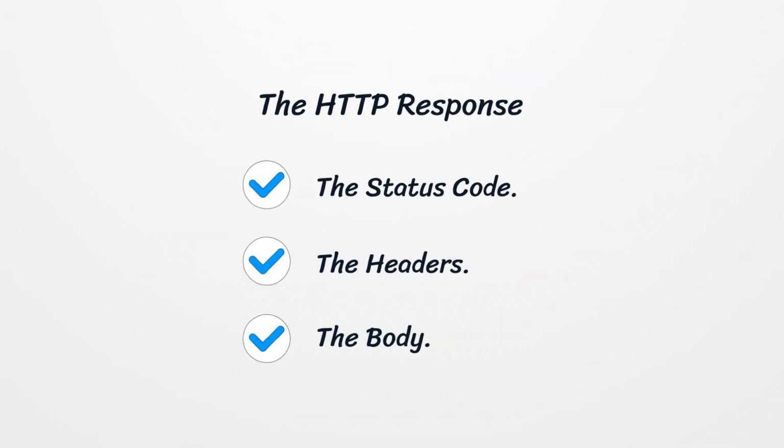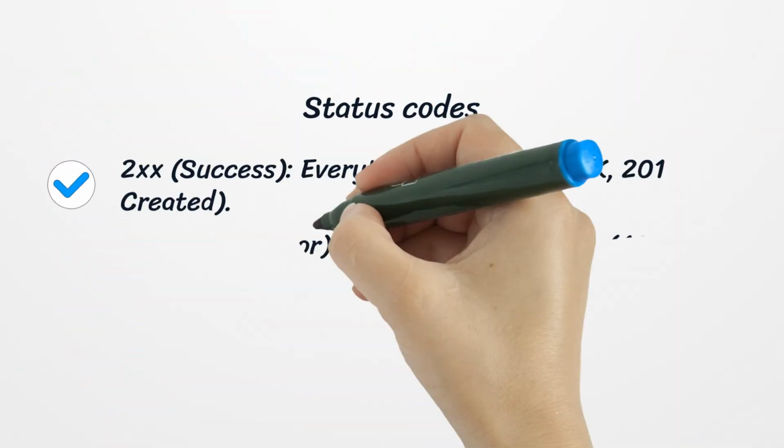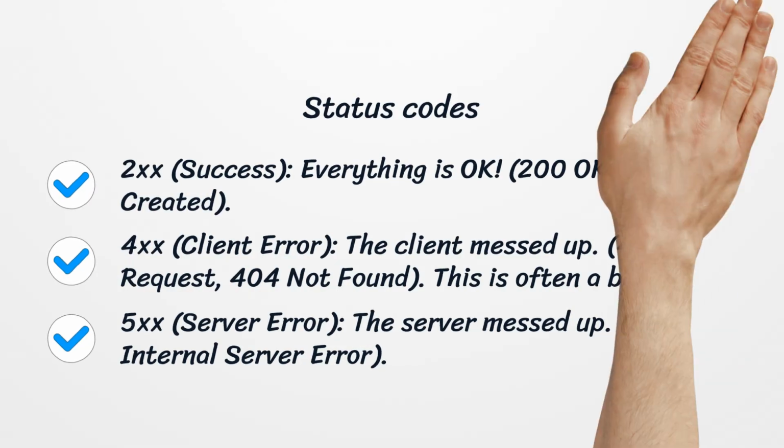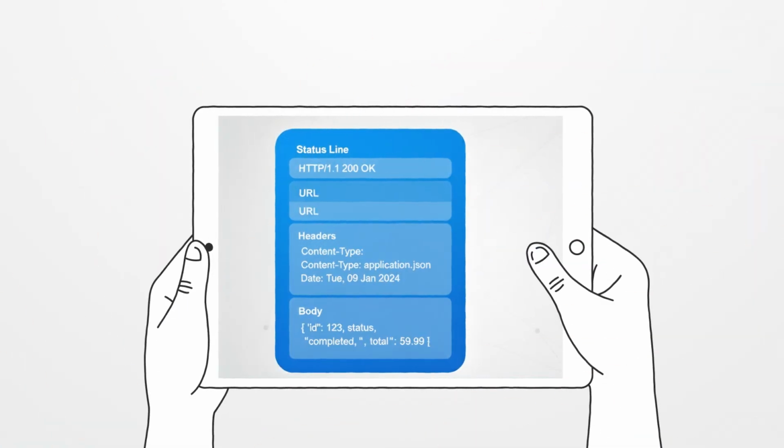The HTTP response, what did the server say? The response also has 3 critical parts you need to monitor. The status code, this is a 3-digit number indicating the result of the request. The headers, metadata about the response, such as caching instructions or the format of the body content. The body, the actual requested data, e.g. the HTML for a web page or the JSON data for an API call.